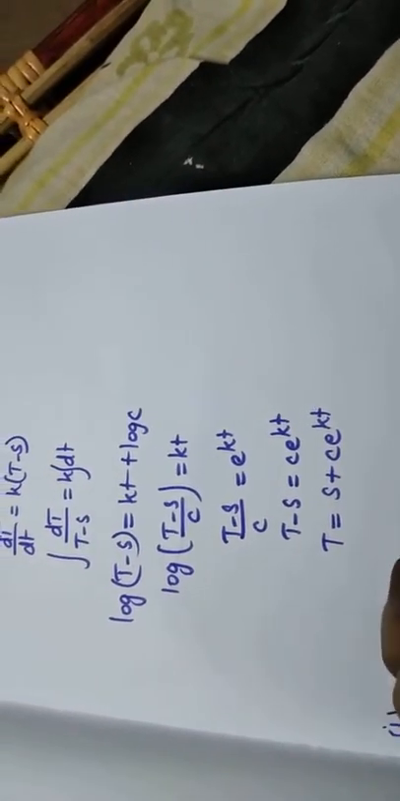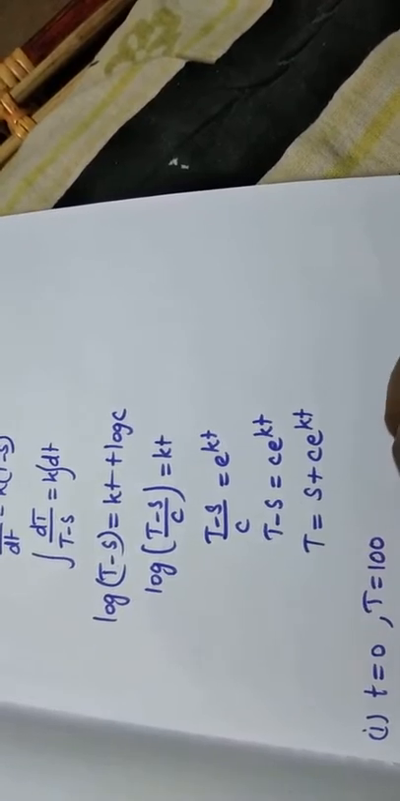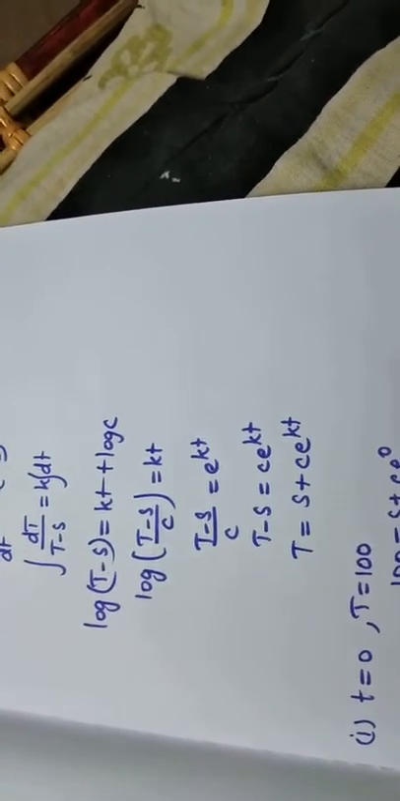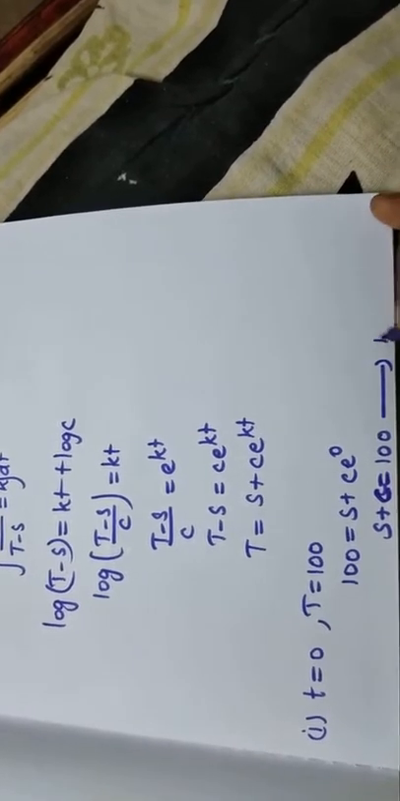First condition, when t is equal to 0, capital T is equal to 100. So 100 is equal to S plus C e power 0. So S plus C is equal to 100. This is our first equation, because we want to find out what S and C are. Second case, when t is equal to 5, capital T is equal to 80 degrees Celsius. Substitute in T is equal to S plus C e power kt: 80 is equal to S plus C e power 5k. So 80 minus S is equal to C e power 5k. I can call this equation 2.